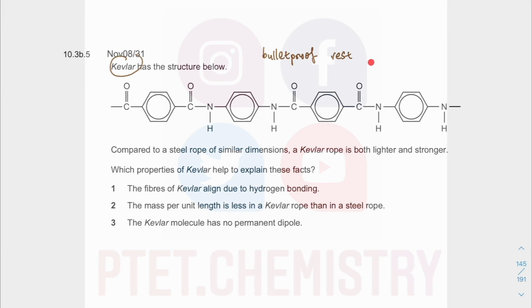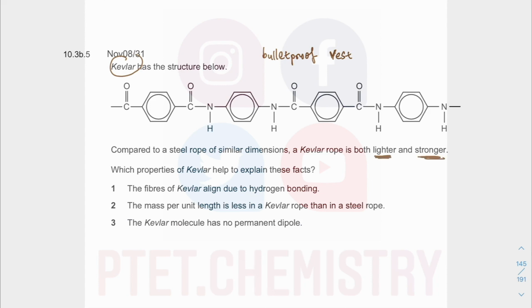This Kevlar stops the fast moving bullet, so that's why it's going to hurt your body a lot. All right, if you ever go into the police force or the army, then you would experience this at some point. Okay, it's not rest, it's vest, V-E-S-T. Okay, so what properties of Kevlar help to explain that it's lighter and stronger?